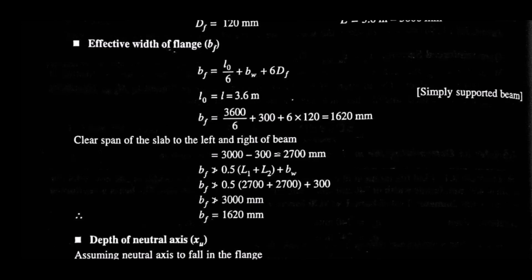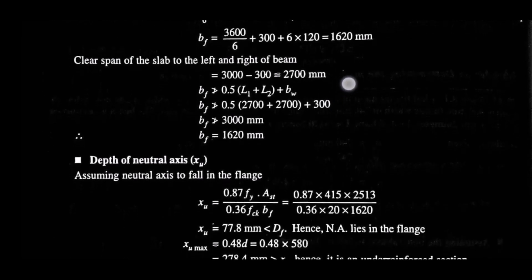Now clear span of the slab to the left and right of beam is 3000 minus 300. The clear span is 3000 and 300 mm is the width of web. That's why we have to deduct 300 mm to get left and right side, means total width of only flange, that is 2700 mm. So bf should not be greater than 0.5 into (L1 plus L2) plus bw. So that is equals to 0.5 into (2700 plus 2700) plus 300, that is equals to 3000 mm, and our calculated bf is 1620 mm. So this is not greater than 3000 mm.